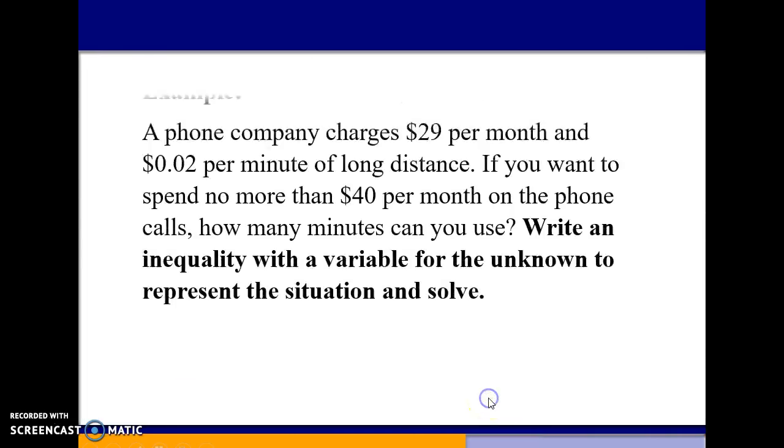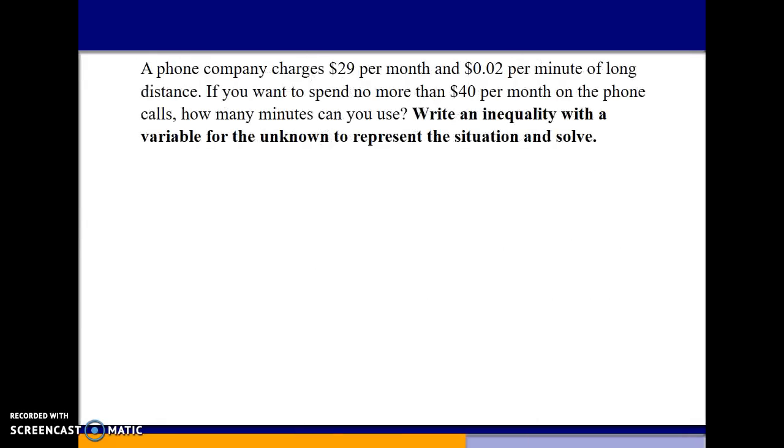Let's see the application of two-step inequalities. A phone company charges $29 per month and 2 cents per minute of long distance. If you want to spend no more than $40 per month on the phone calls, how many minutes can you use? We need to write an inequality with a variable for the unknown to represent the situation and solve. Here is the same problem for our viewing. The first thing we need to decide is what the variable is. Because we do not know the number of minutes, that's our variable.